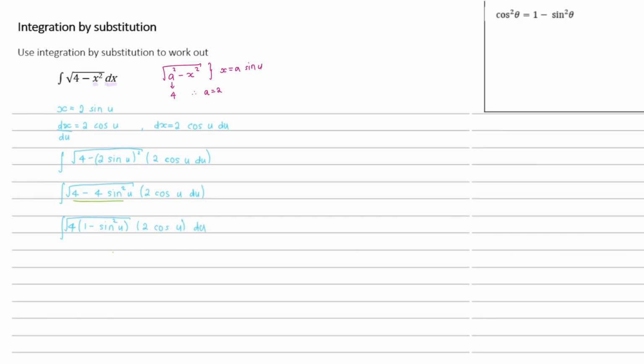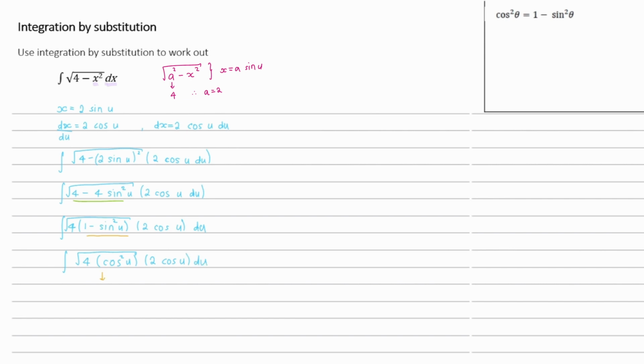Using our trigonometric identities, we know that cosine squared theta is the same as 1 minus sine squared theta. We can therefore substitute our 1 minus sine squared u with cosine squared u and rewrite this as the integral of the root of 4 cosine squared u, and we've still got the 2 cosine u du.